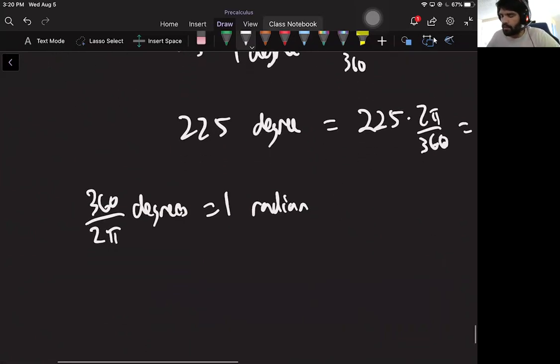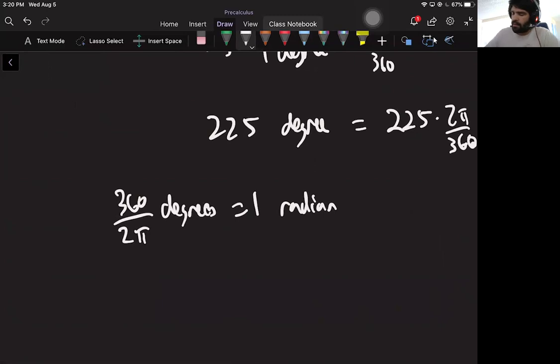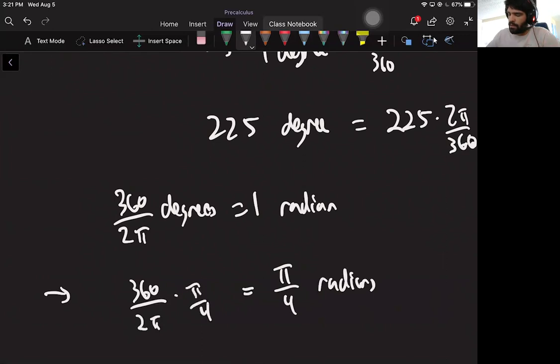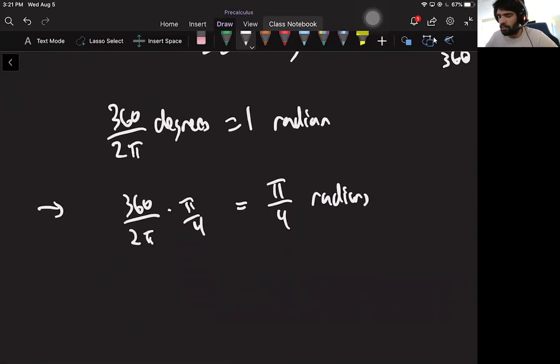So 360 degrees divided by 2 pi is 1 radian. So that means if I want to know how many degrees is pi over 4 radians, I just have to multiply pi over 4 by this ratio. So we already know the answer better be 45 degrees, and it will be if you do this. So the pi's cancel, and then 360 over 8 is definitely 45. Okay.